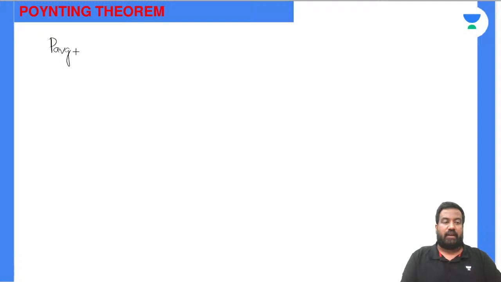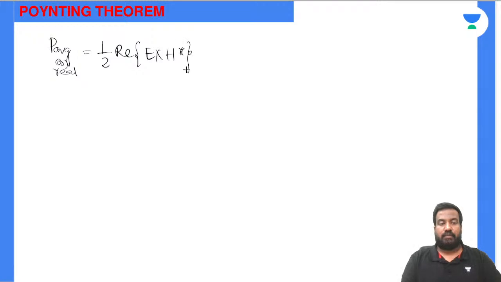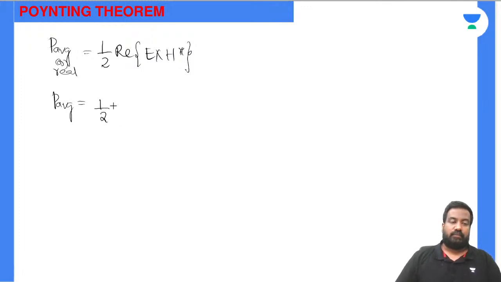Average Poynting vector, real Poynting vector is given as 1 by 2 real part of E cross H conjugate. From this, average Poynting vector can be given as 1 by 2 mod E mod H, angle between E and H 90, sin 90.